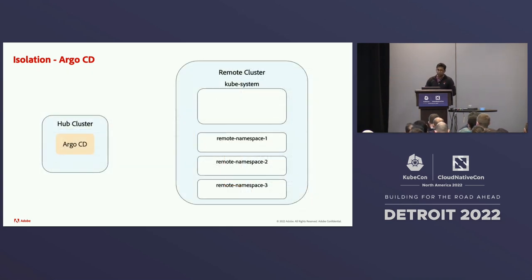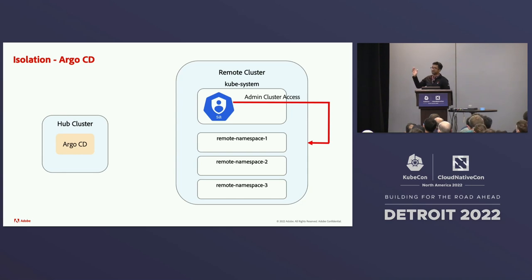So Argo CD, when registering a cluster, actually first needs to have a service account that's on the cluster. And by default, this service account is created in the registration process in the Kube system namespace with admin cluster level permissions. Argo CD is then given the token associated with that service account and then uses that token to manage and deploy to that cluster.